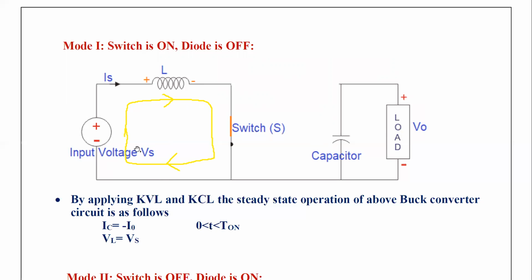there exists a relation like VL is equal to VS. This is the inductor voltage VL, and this is the input voltage VS. Therefore, whatever voltage exists in the input source will appear across the inductor. Therefore, VL is equal to VS.